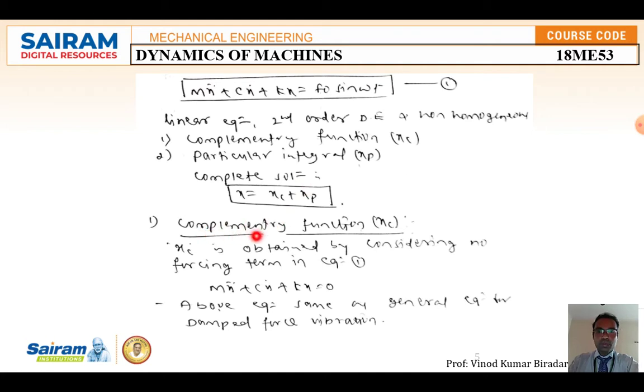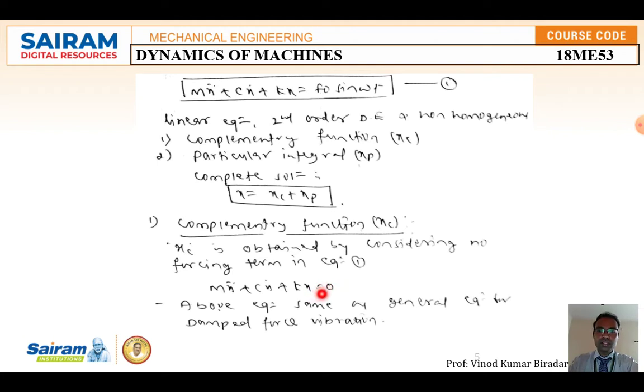The complementary function xc is obtained by considering no external force acting in equation number 1. There is no external force, so we neglect the force F0 sin omega t. So mx double dot plus cx dot plus kx is equal to 0.